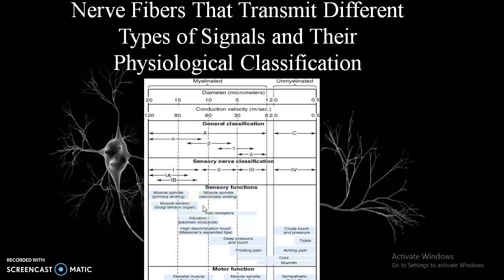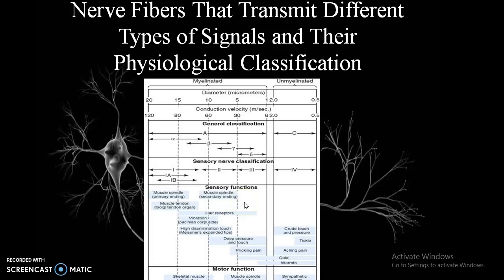Let's now discuss the different types of nerve fibers that transmit different types of signals and their physiological functions. So here is a diagram, a kind of table, that shows the different kinds of nerve fibers. As you can see, it shows the diameter, conduction velocity, general classification, sensory nerve classification, sensory functions and motor functions.